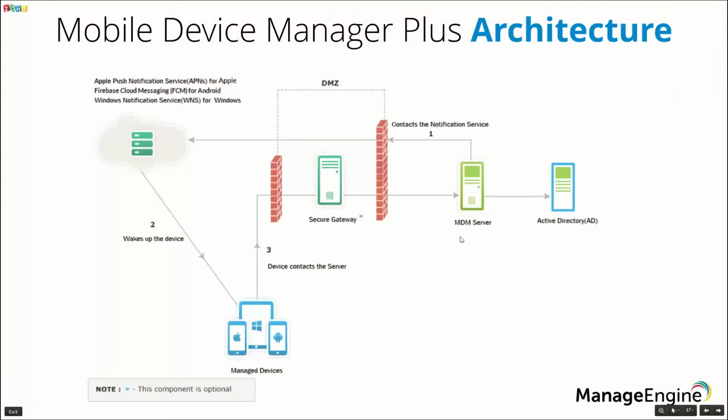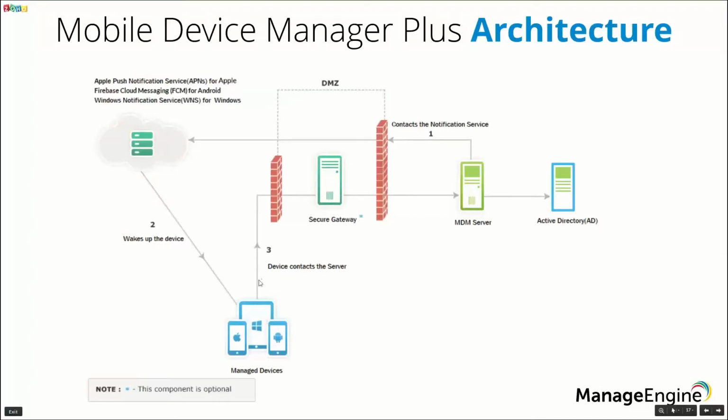So first, either you can go with an on-premise MDM server, if not a cloud instance. And whenever you initiate any command, to explain the architecture in a better way, let me take an example. I'm an admin, I wish to find out the location of my user's device, or say I want to distribute an application to the device. So I'll log into the product console and initiate a command, let's say locate device. This command will be sent to the notification services. If it is an Apple device, the Apple Push Notification Service will receive this command, and using the unique numbers like IMEI or UDID number, the notification services will contact the device and wake it up.